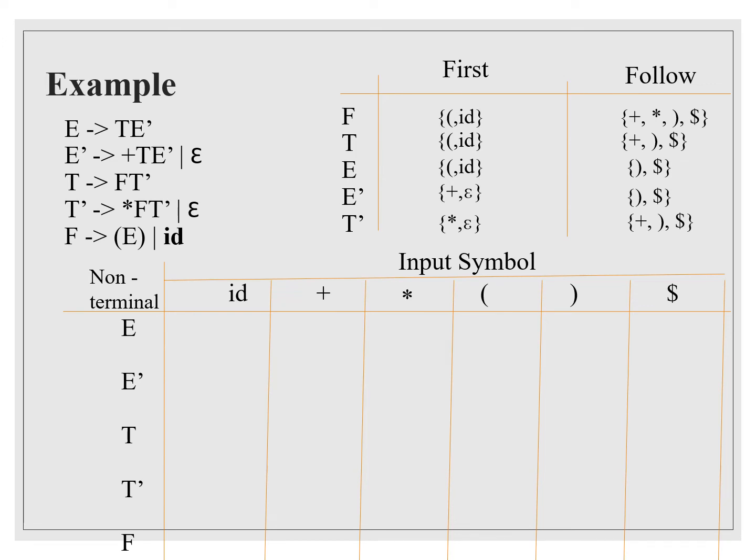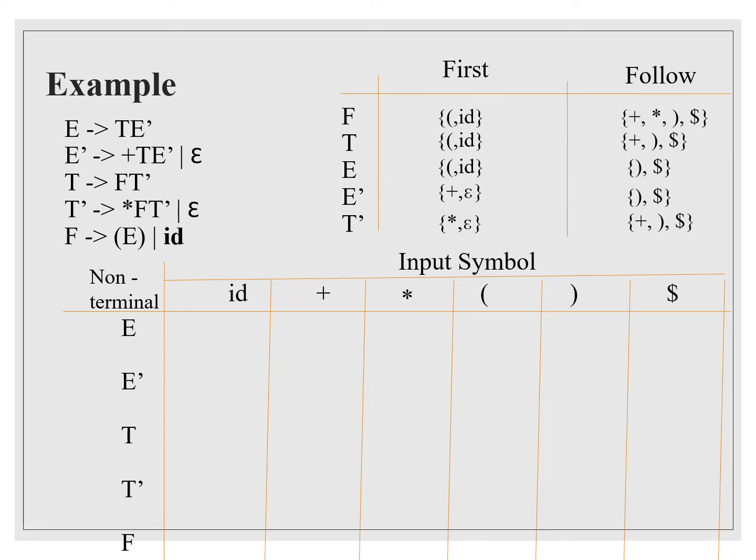Clear? Now, so we have non-terminals, right? For this grammar, the non-terminals are E, E dash, T, T dash, F. And what are the terminals? ID, plus, star, open bracket, close bracket. And one more thing, we have to add dollar. You just assume we already computed first and follow for each non-terminal.